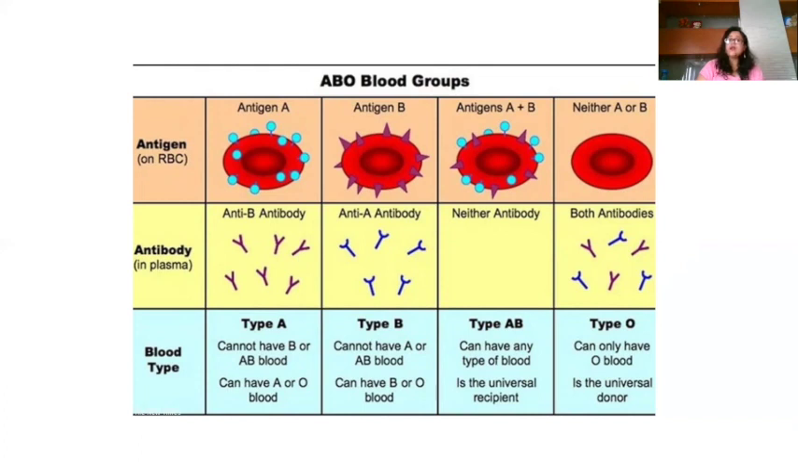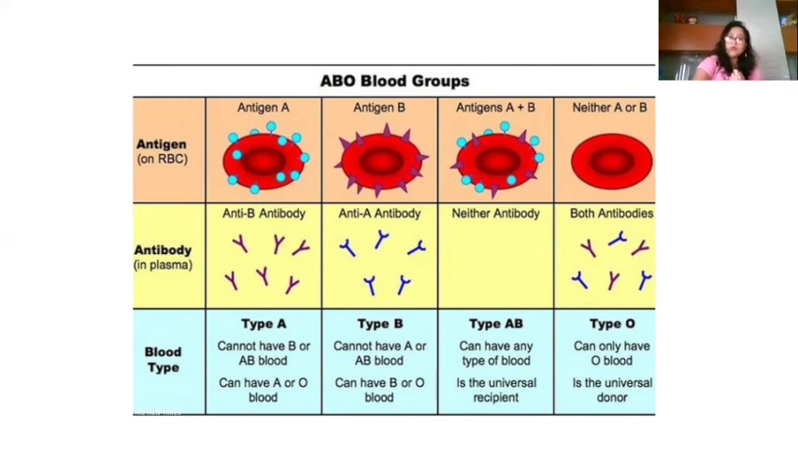A person who has antigen B on their RBCs will have anti-A antibodies and its blood group will be termed as blood group B. A person who has both antigen A as well as antigen B will not have any antibodies and will have blood group type AB. And last, a person who does not have either antigen A or antigen B will have both the antibodies present and its blood type will be called blood type O.